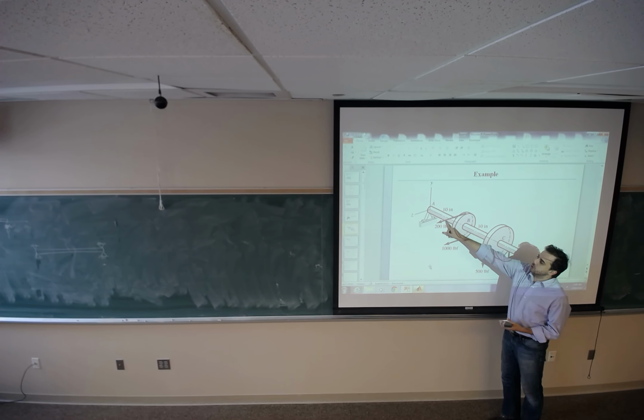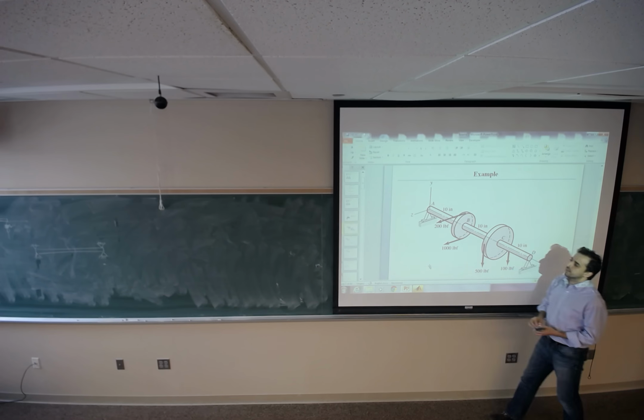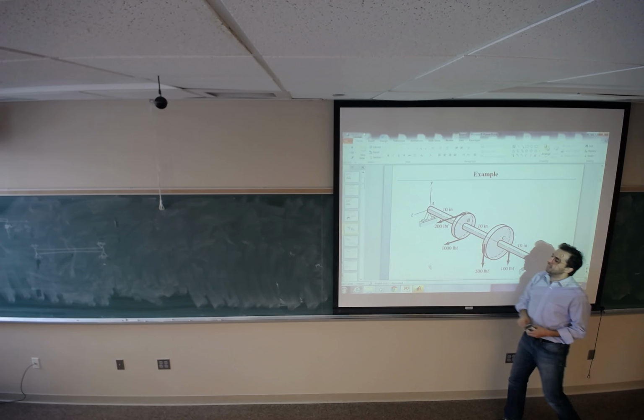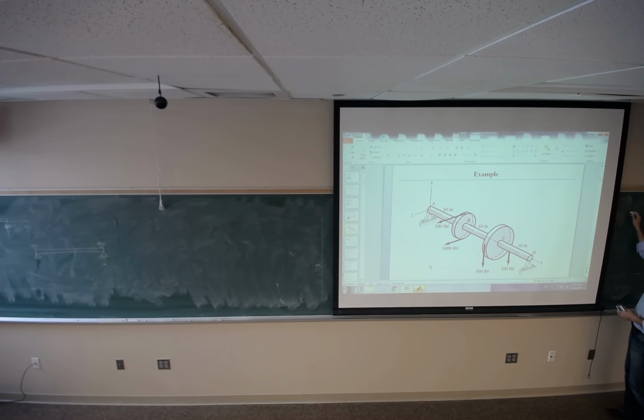The motor is making tensile force in the belts. Here, the force that we are going to see on the belt is 200 pounds. Right here, we are going to have 1,000 pounds on the belt. The diameter of pulley B is 4 inch, and the diameter of pulley C is 8 inch.